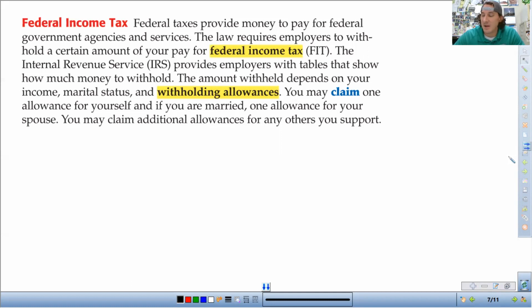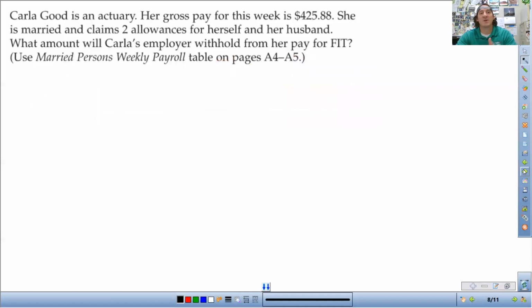and she's not dependent. The benefit to claiming allowances is they withhold less money, or they take out less money. So you get more money in your paycheck. But you may owe more money at the end of the year, depending on other factors that we will get into. But let's look at an example.